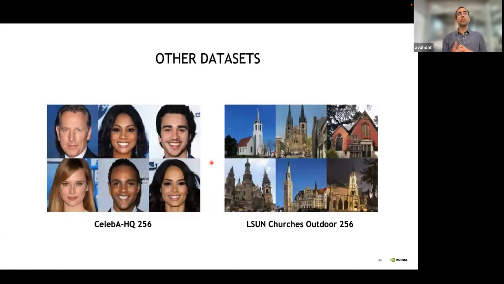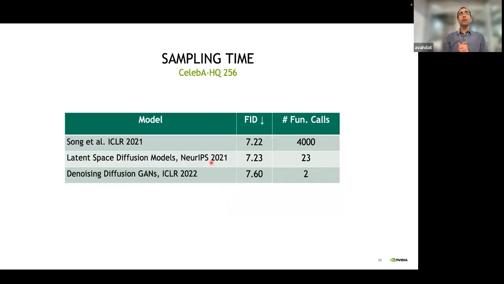These are the results that we saw on CelebA-HQ 256, as well as LSUN Churches. And I think looking back, comparing our denoising diffusion GAN that came after the latent space diffusion model, we actually see a very nice trend on CelebA-HQ. We see that we almost kept the FID the same. However, we could reduce the number of function calls, like from 4,000, we went to 23, and then we went to almost 2. And eventually, the ultimate goal is to get to 1 function call, keeping the same sample quality, same mode coverage, and hopefully getting the same generation in just 1 function call.